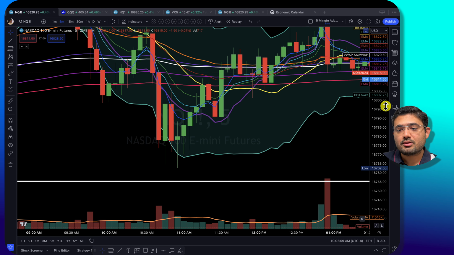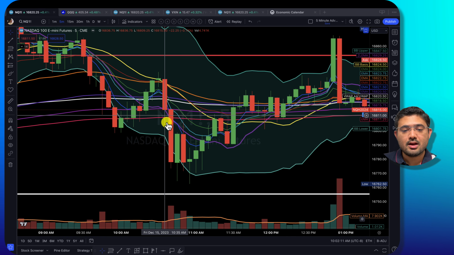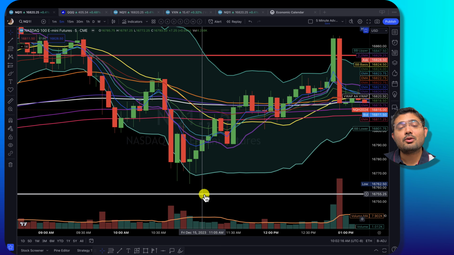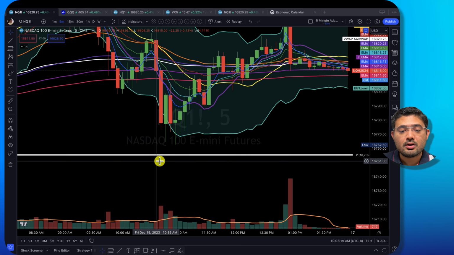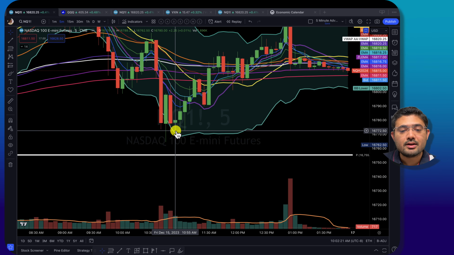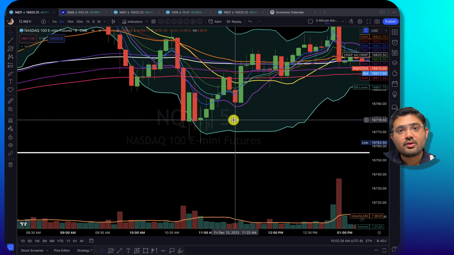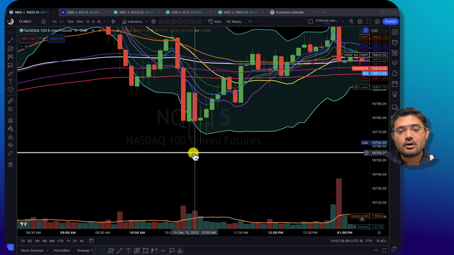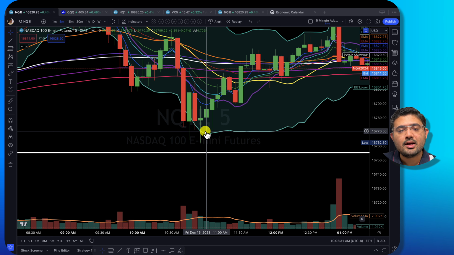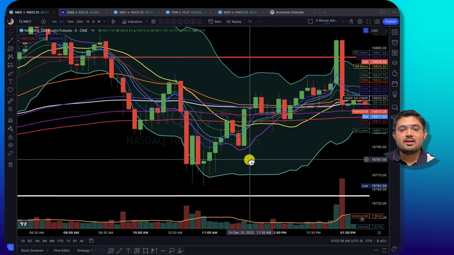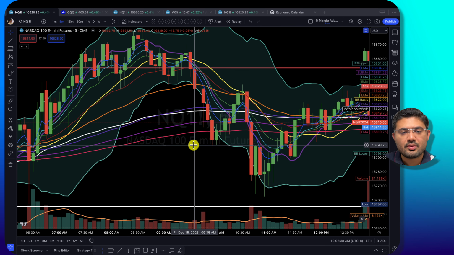Then slowly but surely we continued to fall downwards, and near the P0 level, the neutral level of the pivot, we really stopped selling. What you can take from this is that there are long wicks on the downside, which means the buyers are active in this zone. So this is my take on the intraday time frame.